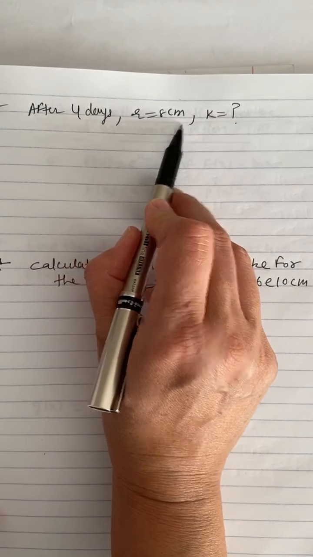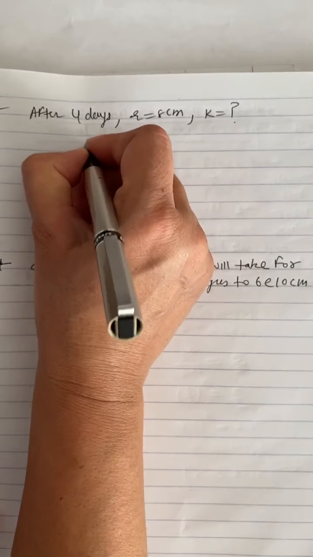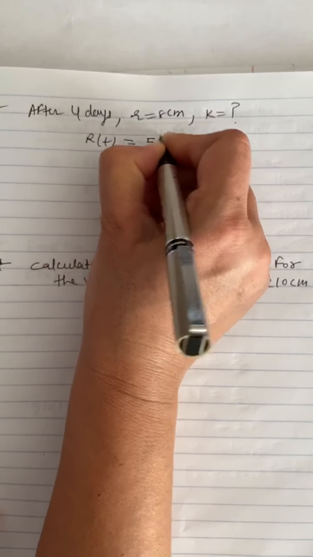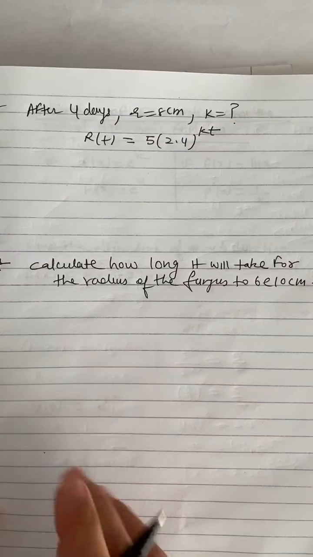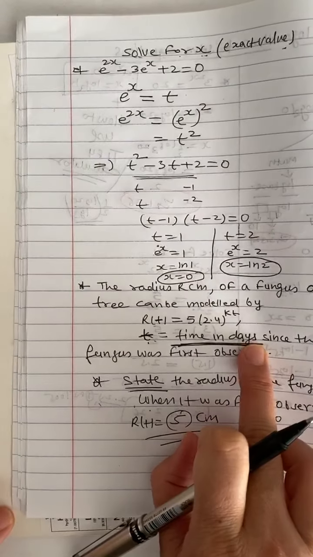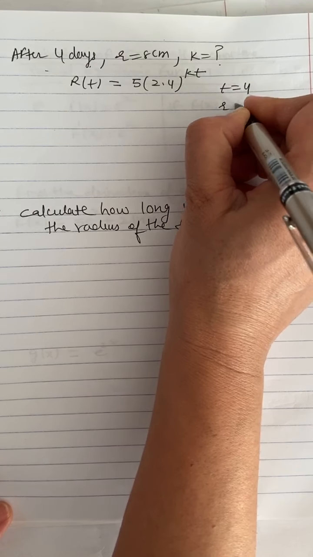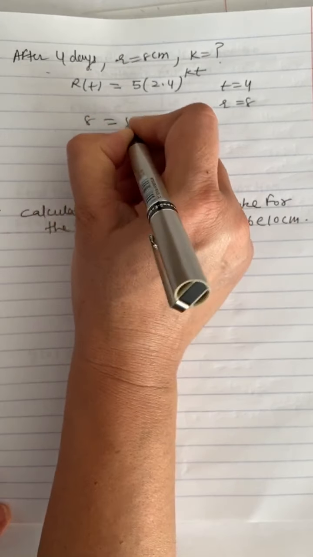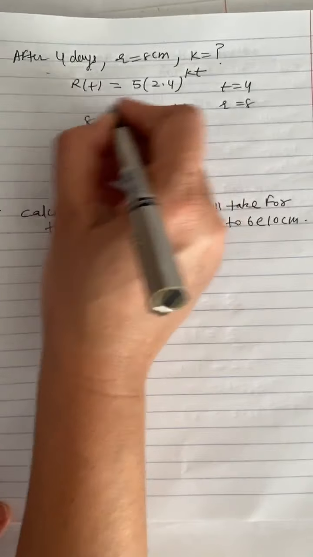Now the next one is after 4 days, R is 8 centimeters. So you have to find the value of k. I'm going to write down the function again. So we got R(t), the function given was 5 times 2.4 to the power of kt. Now after 4 days, and if you remember the time was also given in days, so we don't have to change anything here. So after 4 days, which means when t is 4, R(t) is 8 centimeters. So we'll substitute 5 times 2.4 to the power 4k, and then you know how to isolate it.